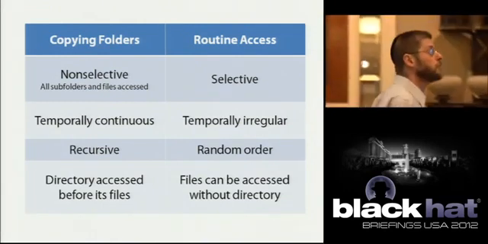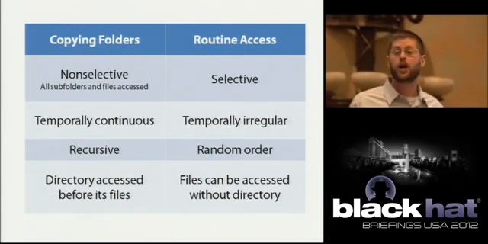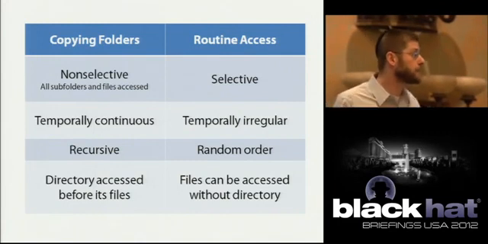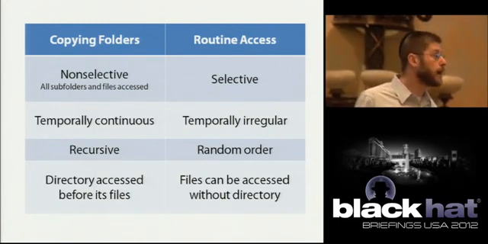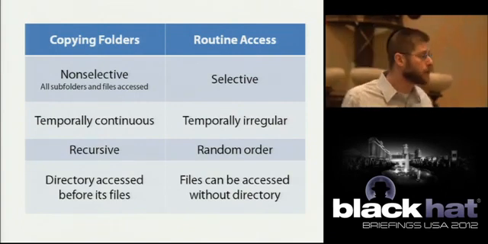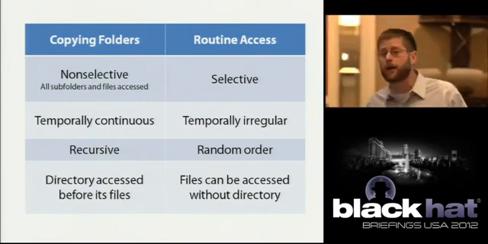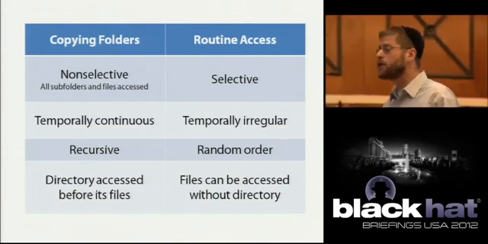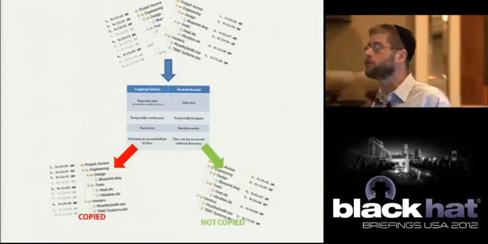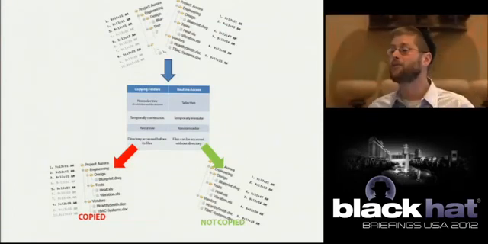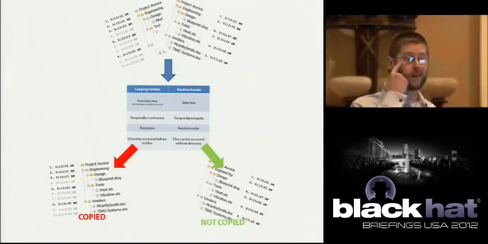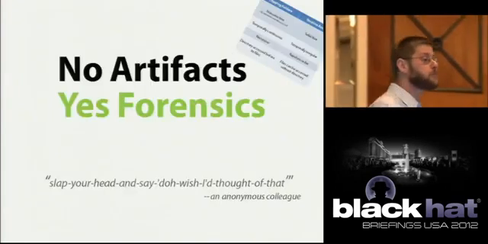And number 4, when you do routine access, you'll very often jump to a file without going through its chain of parent folders. I might have that file on the list of recently used files. It might be in my recently opened documents in Word. I might know the file name. For whatever reason, I can just open it right away. Whereas when I copy a folder, no child is going to be opened before we get to the parent. So with these 4 characteristics, these 4 emergent properties, we can in fact distinguish routine access from copying. So without any artifacts, we can do forensics.